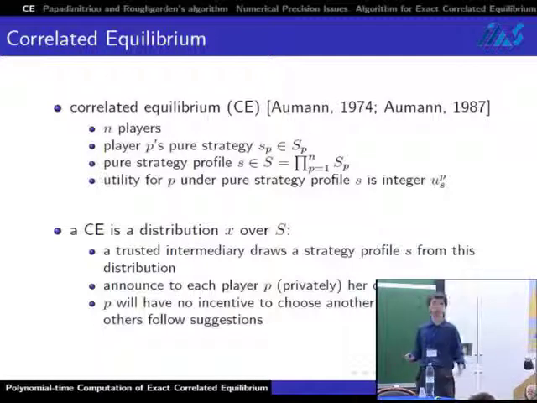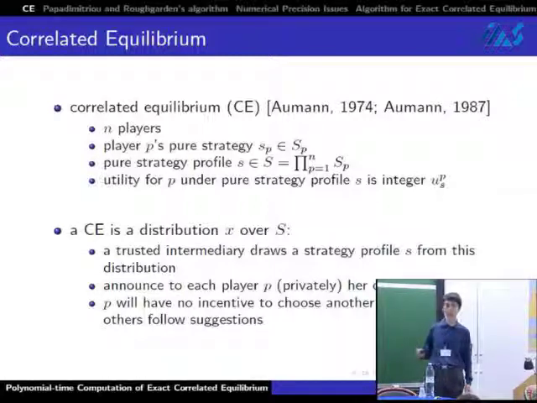So there are several equivalent ways of defining correlated equilibrium. So we use the following definition. A correlated equilibrium, or CE, is a distribution over the set of pure strategy profiles such that if an intermediary draws a strategy profile from this distribution and reveals to each player her own component s_p, then each player would have no incentive to deviate to a different strategy, assuming everyone else is following the suggestions.